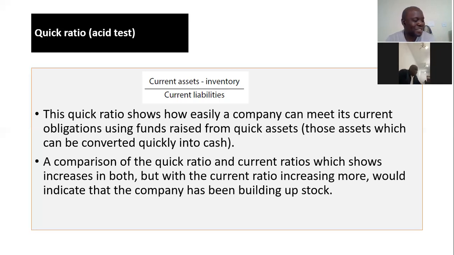So you're saying a comparison of the quick ratio and current ratio shows increases in both. The current ratio increasing more would indicate that the company has been building up stock. So you're able to see all these things, like I've said.